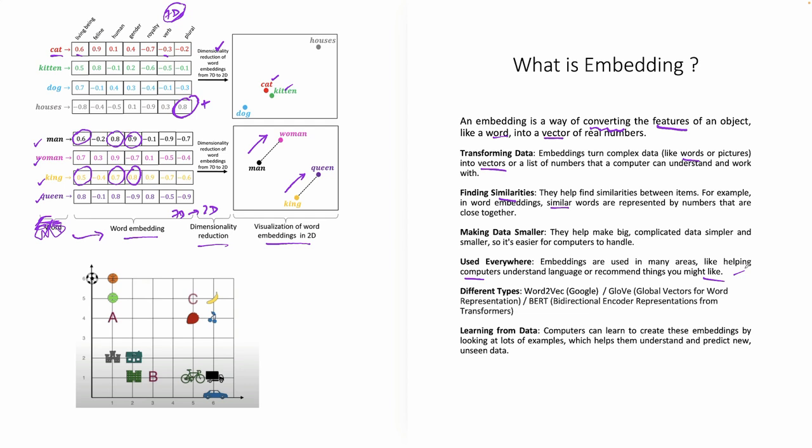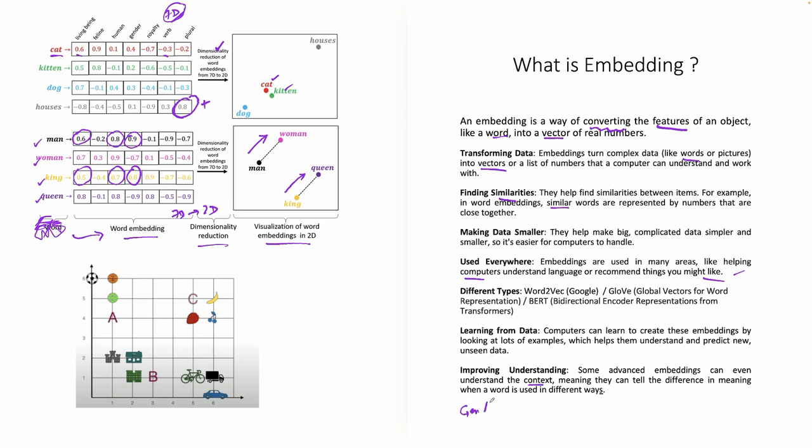The other thing is that computers can learn to create these embeddings by looking at lots of examples. From the very beginning, I've told you in machine learning and deep learning, the magic is your data quality and data quantity. The machine learning algorithms need to learn from data. So the more data you give, the better learners your model can become, right? So computers can learn to create these embeddings by looking at lots of examples, which helps them understand and predict new unseen data, right?